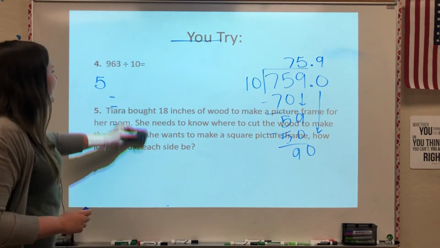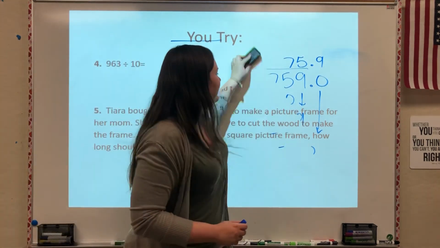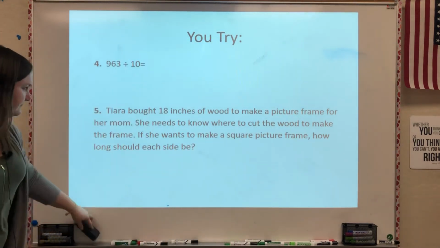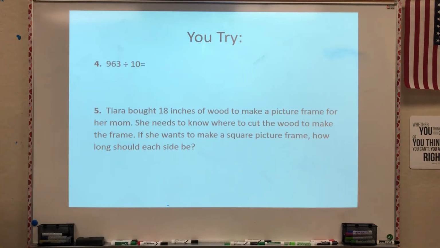The last ones I have for you to try are number 5 right here. Tiara bought 18 inches of wood to make a picture frame for her mom. She needs to know where to cut the wood to make the frame. She wants to make a square picture frame. How long should each side be? Go ahead and try that.